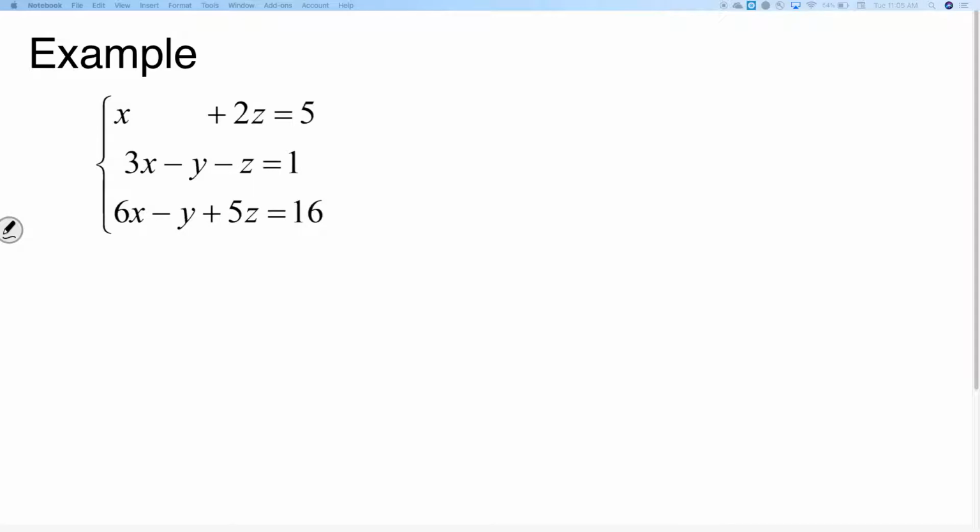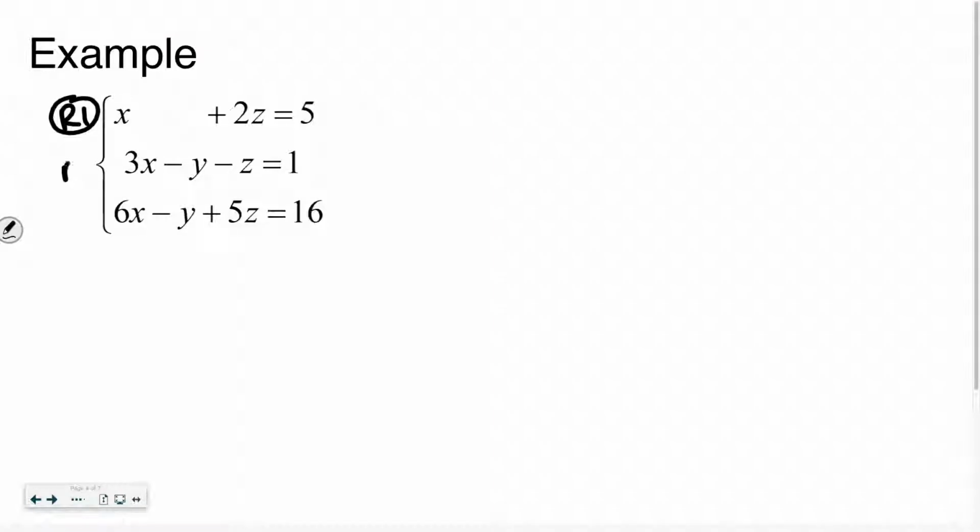Okay, so I would start this one off in the same manner. I would go ahead and label my rows. Row 1, row 2, row 3. Surveying my system, I notice row 1 is already in 2 variables, right? So I want to use the other 2 rows to eliminate the same variable that's missing in row 1. So I'm going to eliminate y. Then I only have to do that job once this time. So I'm going to do row 2 and row 3.